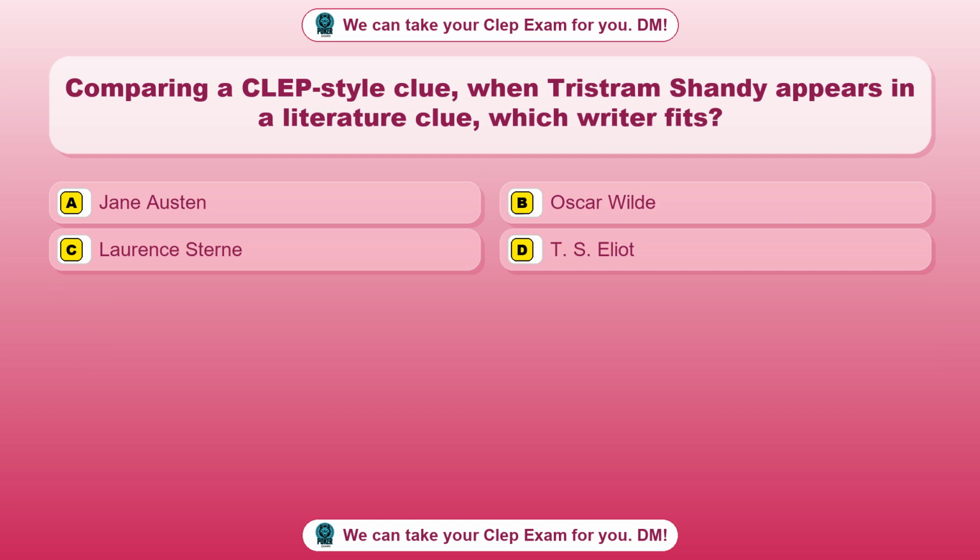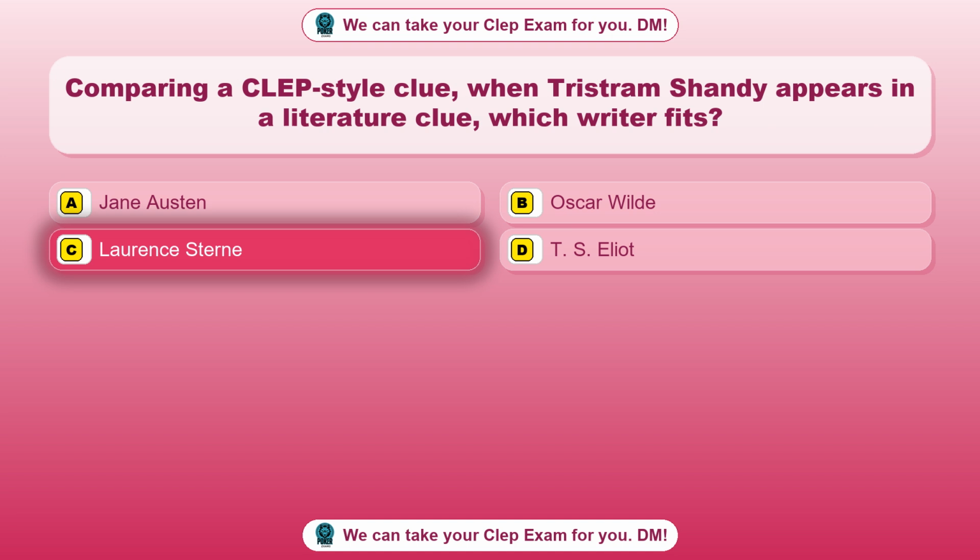Question 73. Comparing a CLEP-style clue, when Tristram Shandy appears in a literature clue, which writer fits? Option A, Jane Austen. Option B, Oscar Wilde. Option C, Laurence Sterne. Option D, T.S. Eliot. The correct answer is option C, Laurence Sterne.